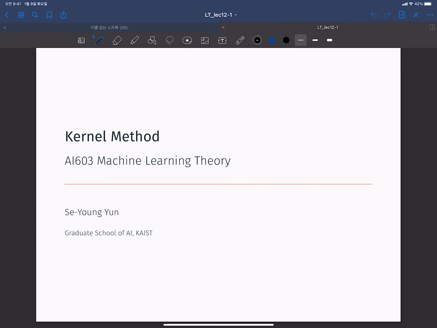Okay, this talk is the last talk of this class. So in this video clip, I'm gonna explain kernel method, which is a very classical method, but also a useful approach to explain deep learning approaches very recently. I believe this is very useful for your machine learning research and other things.